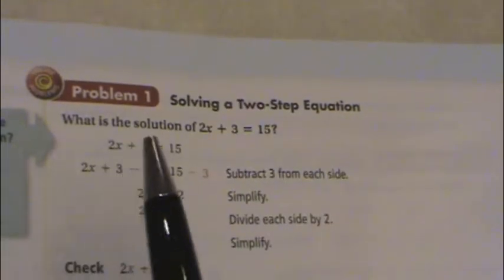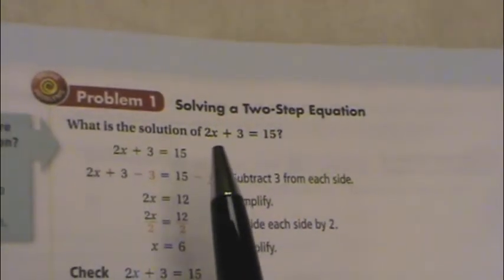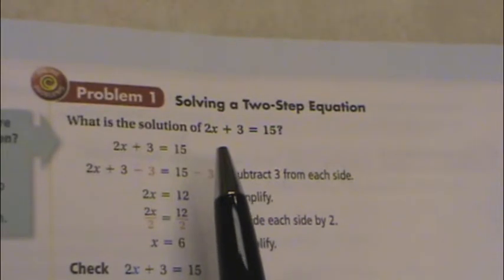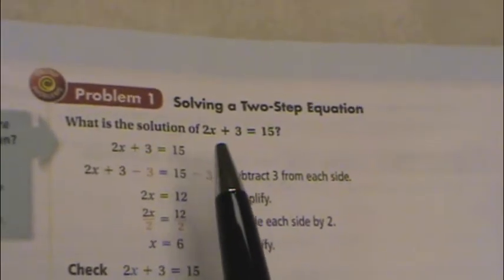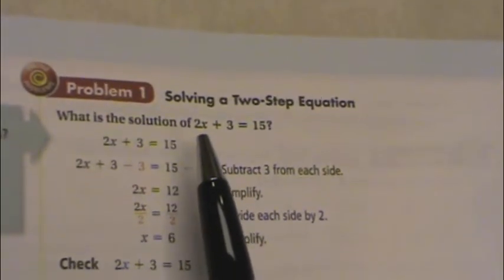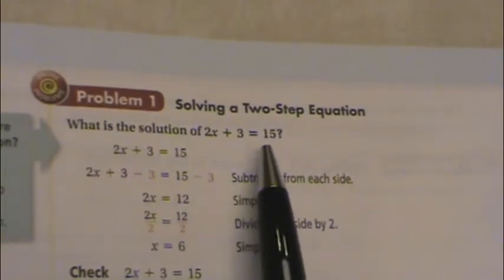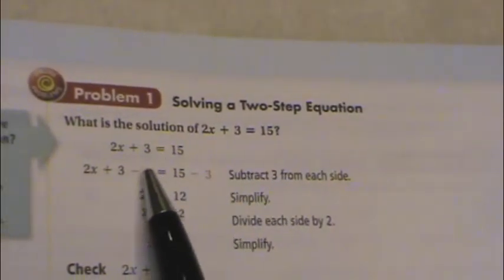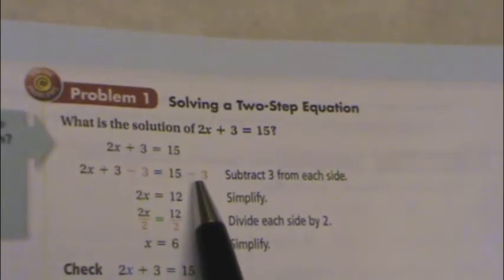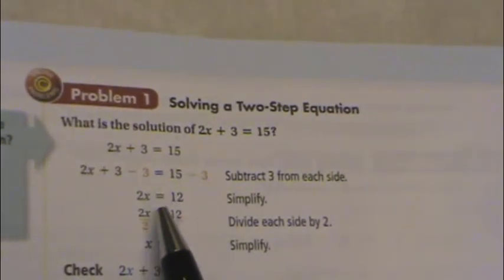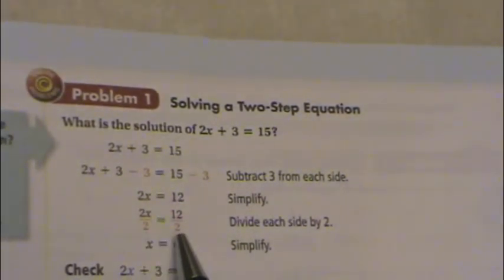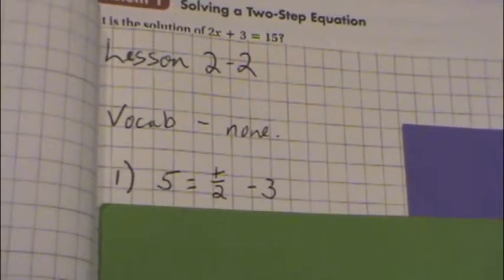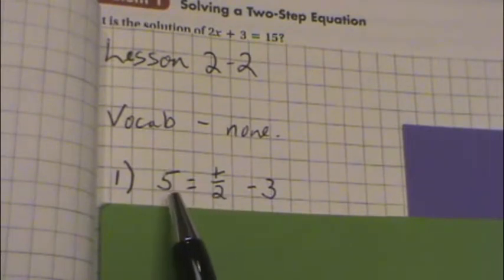First you might ask, what is a two-step equation? Well, it just has two steps before you can solve it. If you take a look at this example here, 2x plus 3 equals 15. So not only do we have to subtract 3 from each side, but then we also have to divide each side by 2 in order to isolate the variable. Let's practice that a little bit with problem 1.